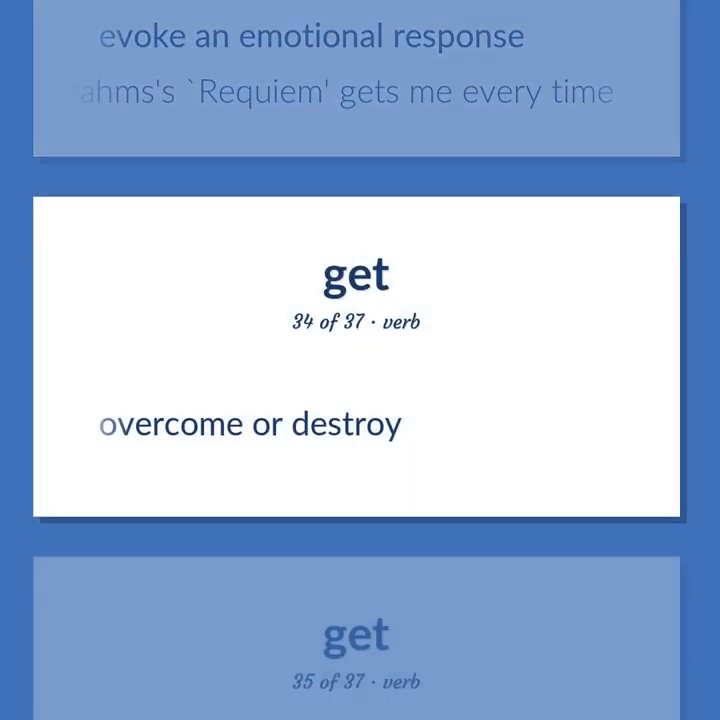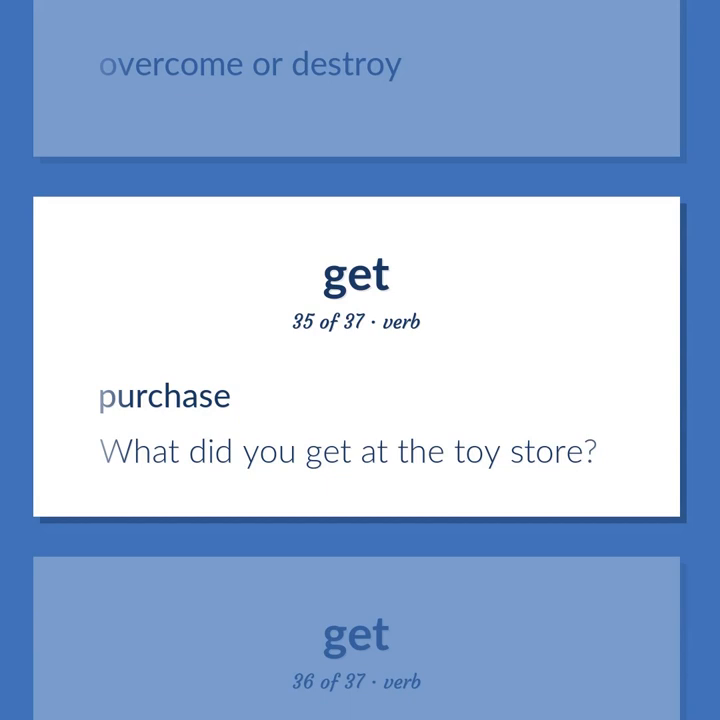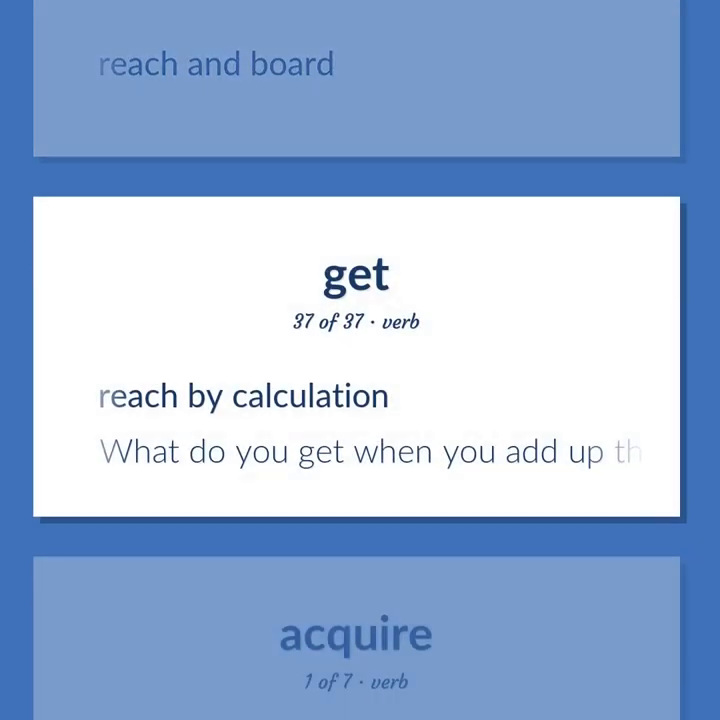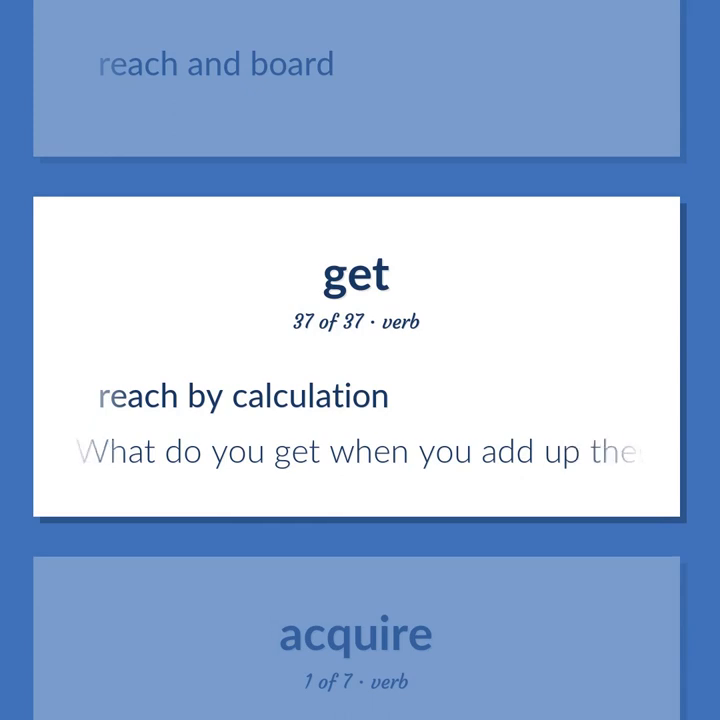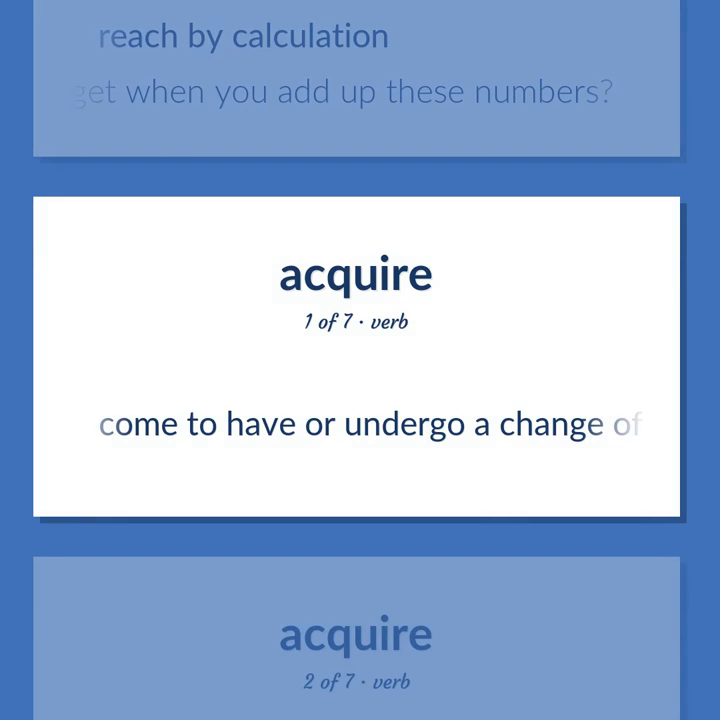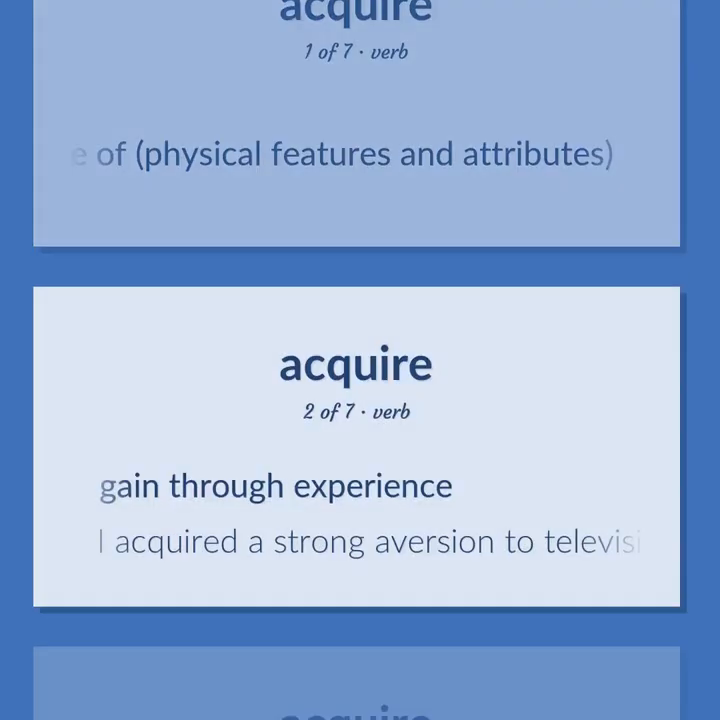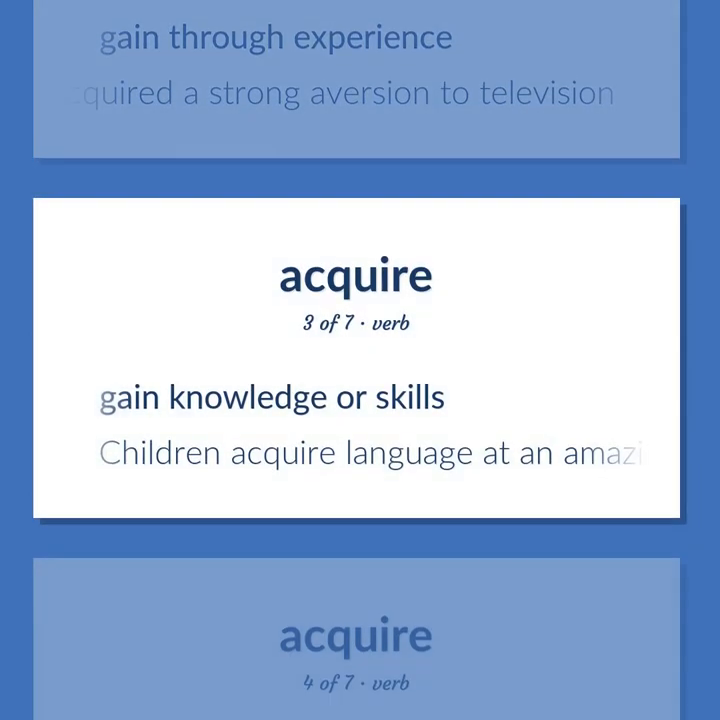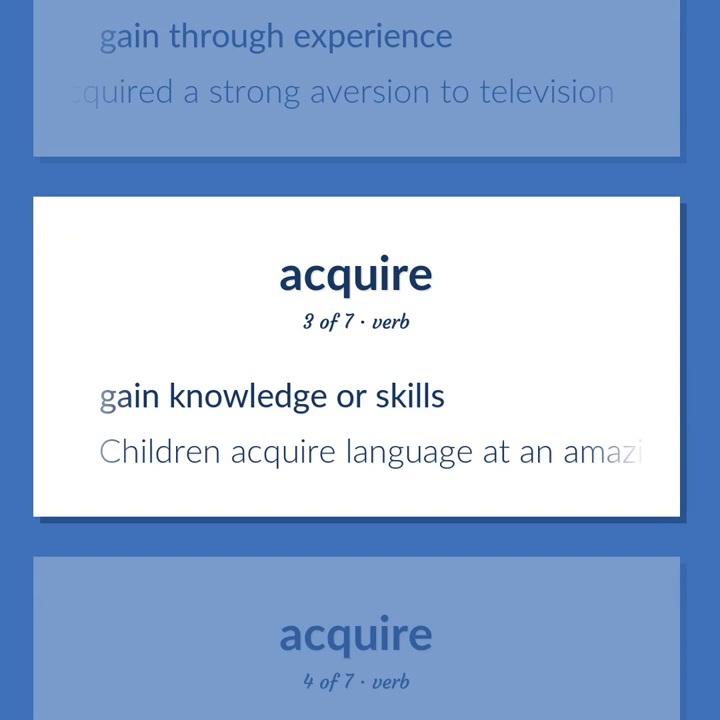Overcome or destroy. Purchase. What did you get at the toy store? Reach and board. Reach by calculation. What do you get when you add up these numbers? Come to have or undergo a change of physical features and attributes. Gain through experience. I acquired a strong aversion to television. Gain knowledge or skills. Children acquire language at an amazing rate.